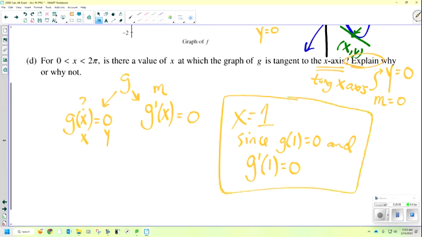Done and done. For 4C, I went on a little rant at the end saying be specific. Don't just say since y is 0 and slope is 0. The y at what value of x? The one they're asking you to solve for. The slope at what value of x? Be specific. Very easy problem to end.